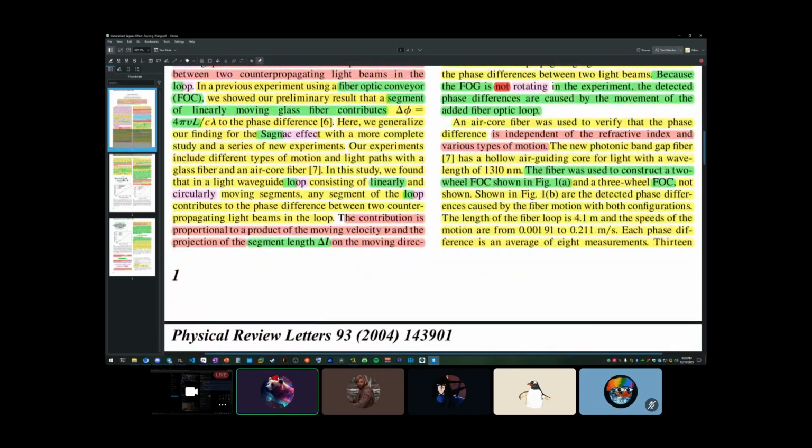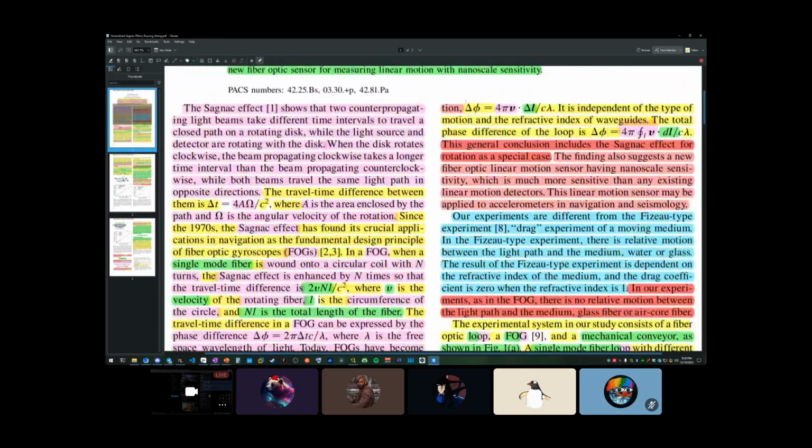So let's see here. The contribution is proportional to the product of the moving velocity and the projection of the segment length delta L on the moving direction. Delta phi equals 4 pi v times delta L over c lambda. It is independent of the type of motion and the refractive index of the waveguides. The total phase difference of the loop is delta phi equals 4 pi over the integral of the length times velocity. I don't know what's going on here.